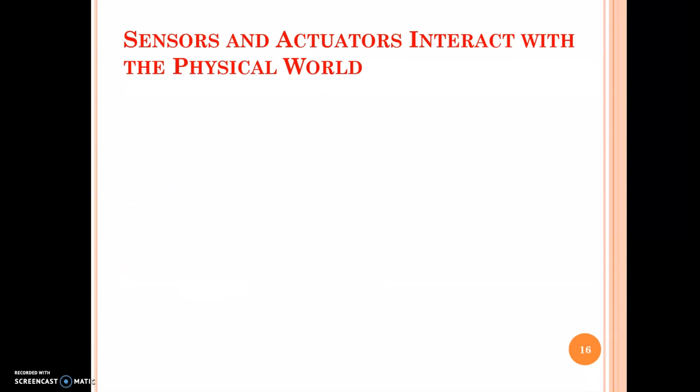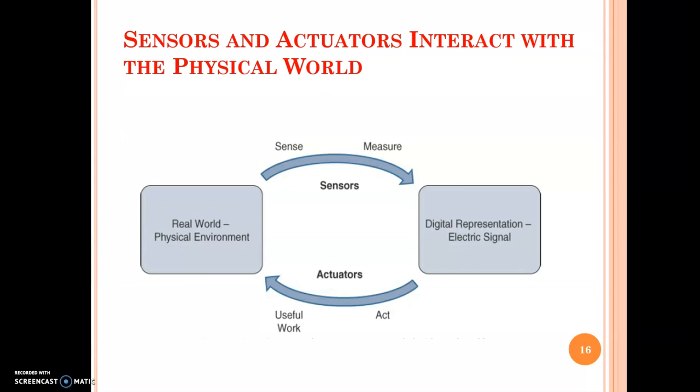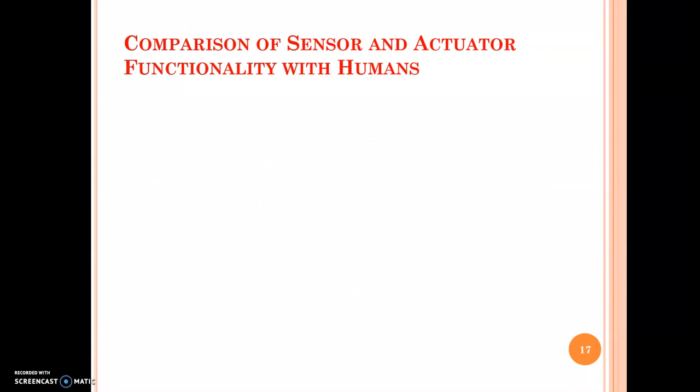I think this diagram makes things clearer. The sensors and actuators interact with the physical world. You can see the real world or the physical environment, which is sensed by the sensor and converted into an electrical signal, either a digital representation or an electrical signal. In opposite, the actuator acts on this digital signal and produces or does useful work. So that is what the sensors and the actuators do.